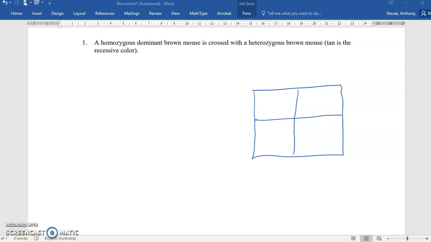All right, so let's get started. So you draw your little square and remember the 5 steps. First is the key of your alleles. So we've got brown, so we'll use capital B for brown. And that's, I suppose, the brown coat. And a little b for the recessive tan coat. That's step 1.